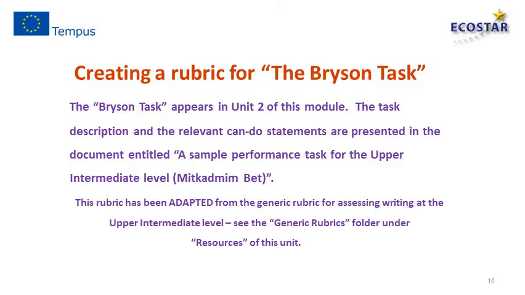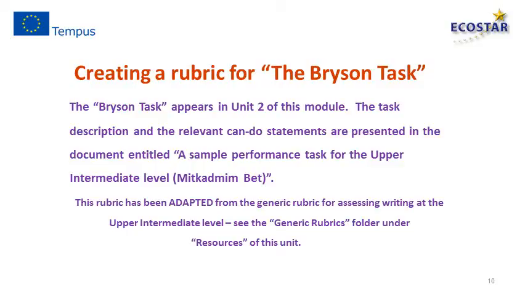Now, the rubric for the Bryson task has been adapted from the generic rubric for assessing writing at the upper intermediate level. If you want to see this rubric, the generic rubric, it's in the generic rubrics folder under resources of this unit. The generic rubrics provide general guidelines for rating writing tasks. However, because they're so general, they must be adapted according to the context of the particular task that you're administering.